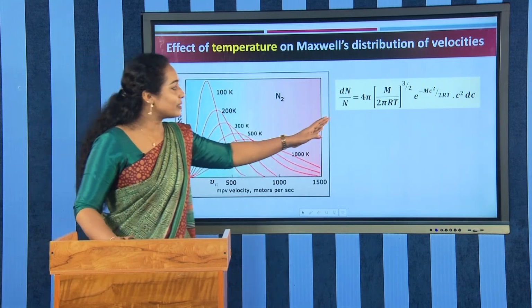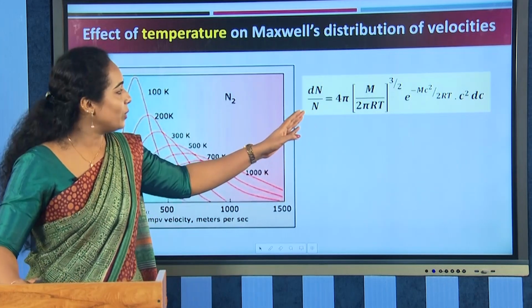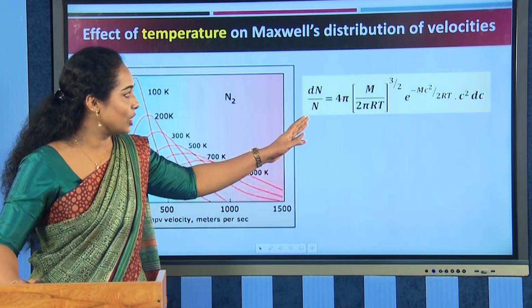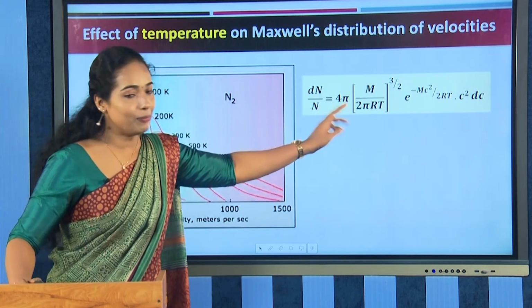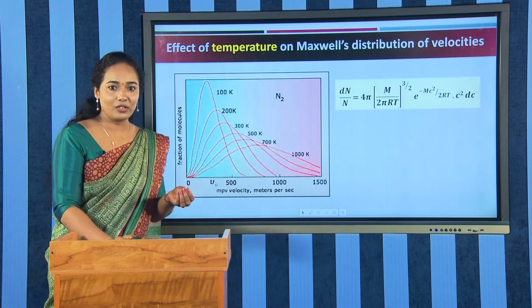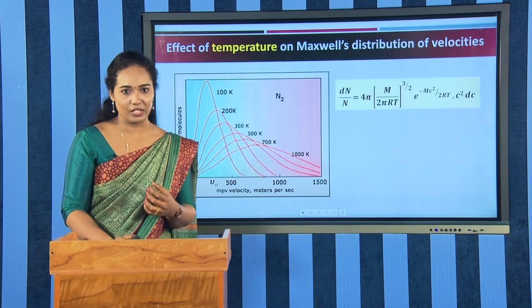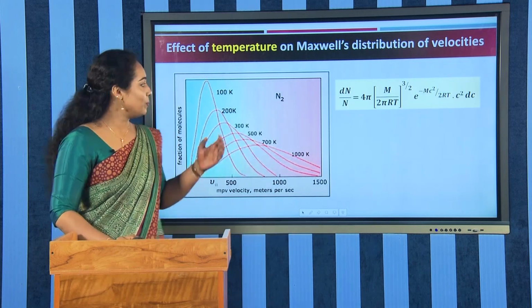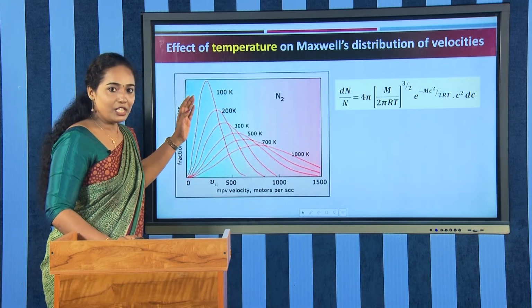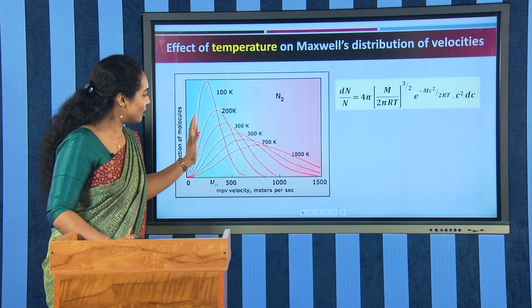From the mathematical representation of the Maxwell's distribution of velocities itself, we can see that the fraction of molecules is inversely proportional to the temperature. That itself says that as the temperature increases, the fraction of molecules with a particular velocity will decrease. Okay. That is, on plotting probability versus velocity at different temperatures, it is clear from this curve.